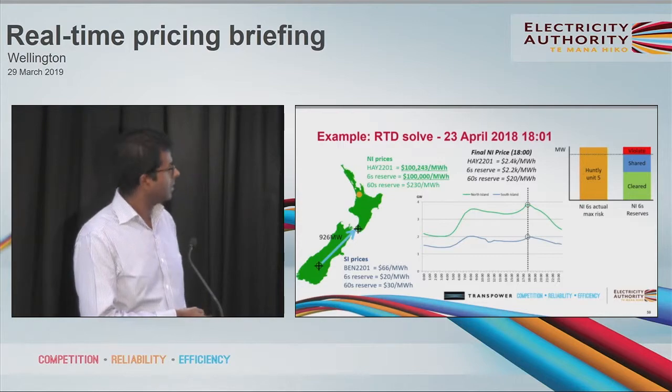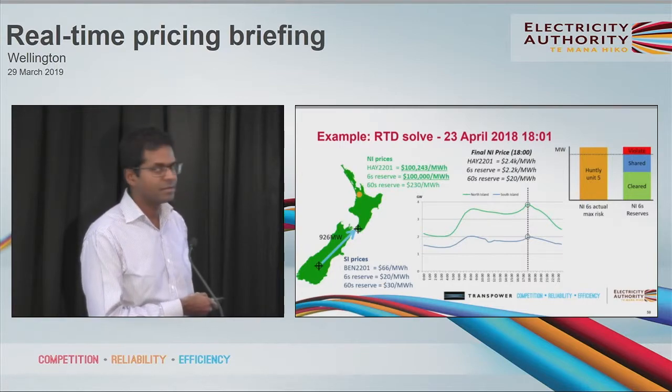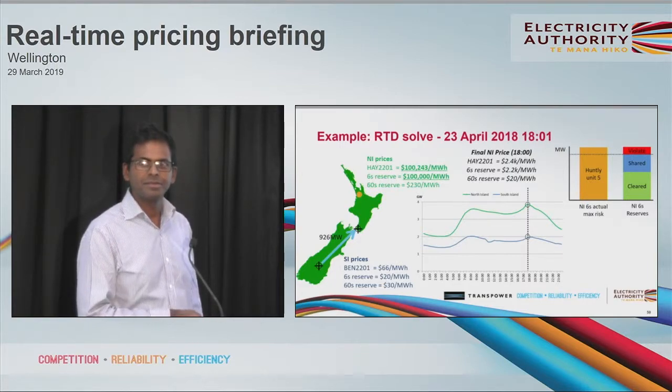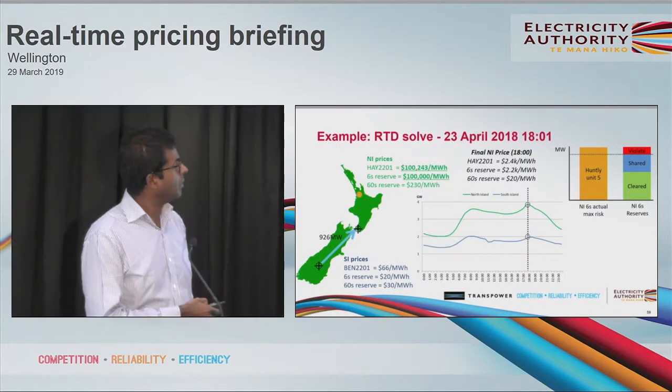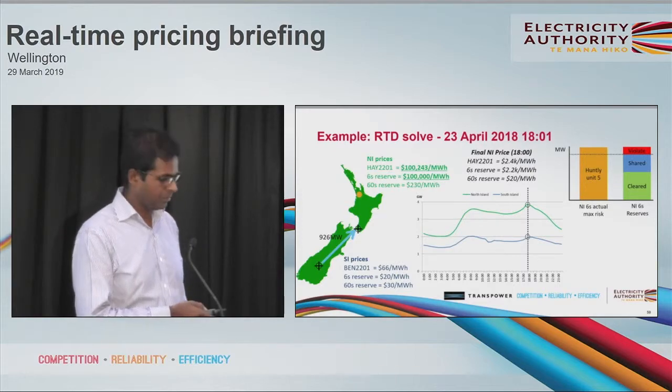Any questions? So what happened to Unit 5? Did it stay where it was, or did you back it off? Well, Unit 5 stayed where it was, because it got dispatched, and we ran short of reserves. So why does the 60-second reserve figure drop to $20 when it wasn't affected by the infeasible price in real time? You're talking about here? Half hour, yeah, this is half hour, right.